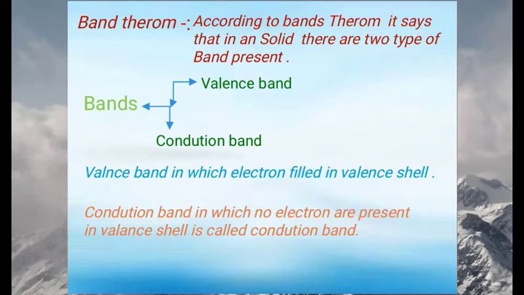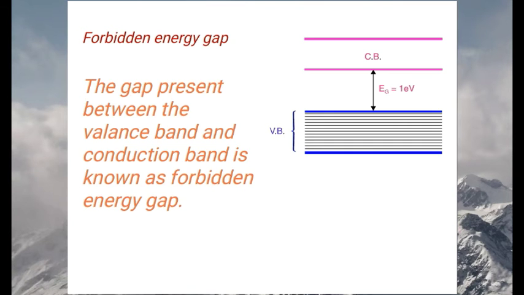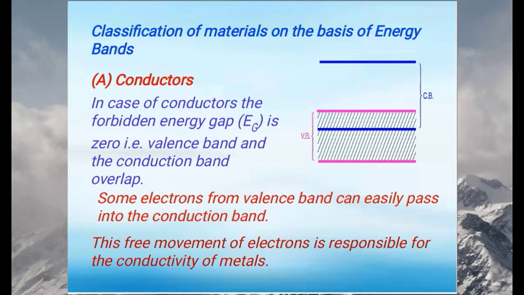Valence band: the band in which electrons fill the valence shell is known as the valence band. Conduction band: the band in which no electrons are present in the valence shell is called the conduction band. Next is the forbidden energy gap. The gap present between the valence band and conduction band is known as the forbidden energy gap, as shown in the figure.